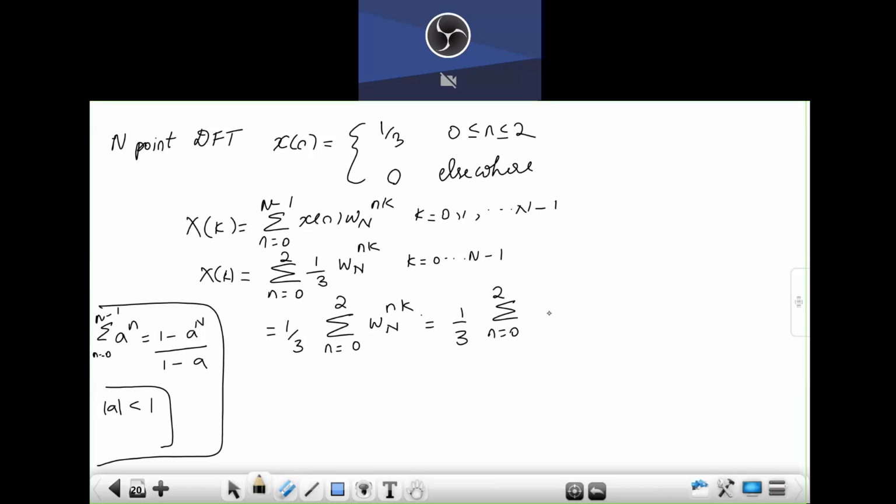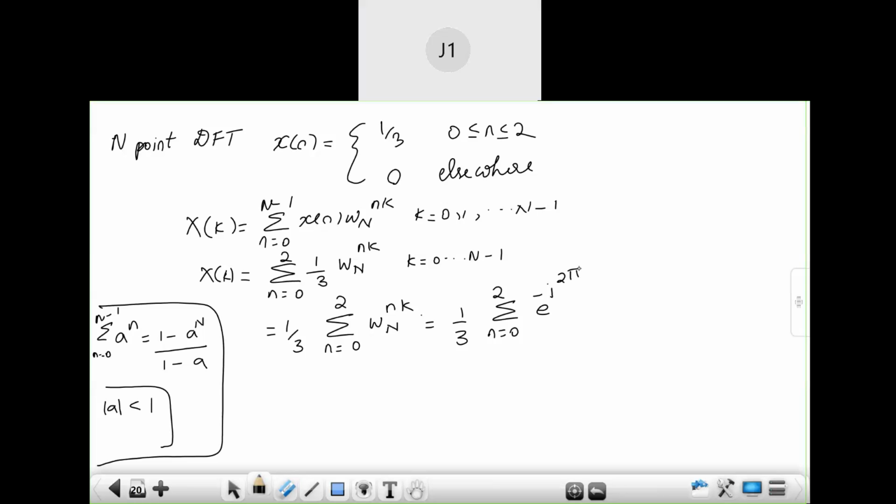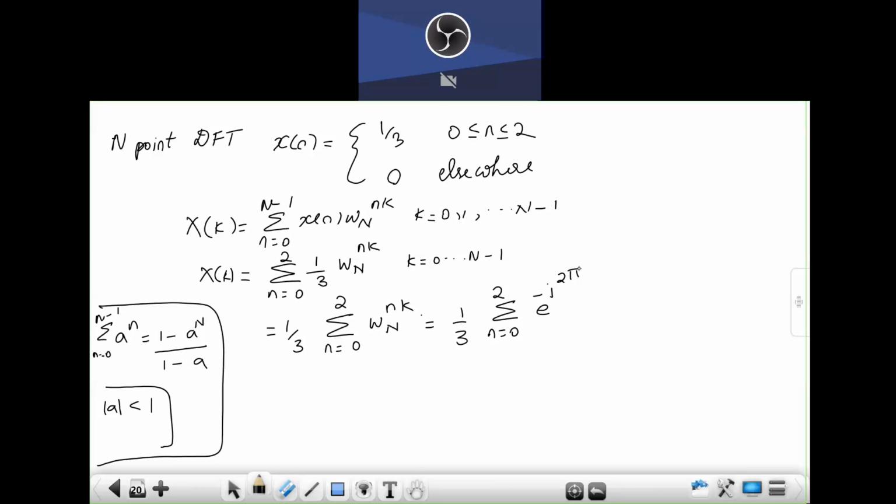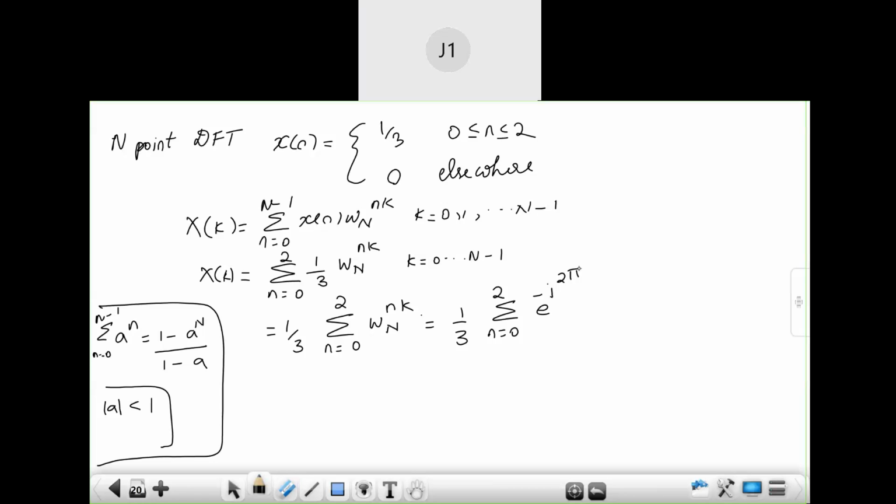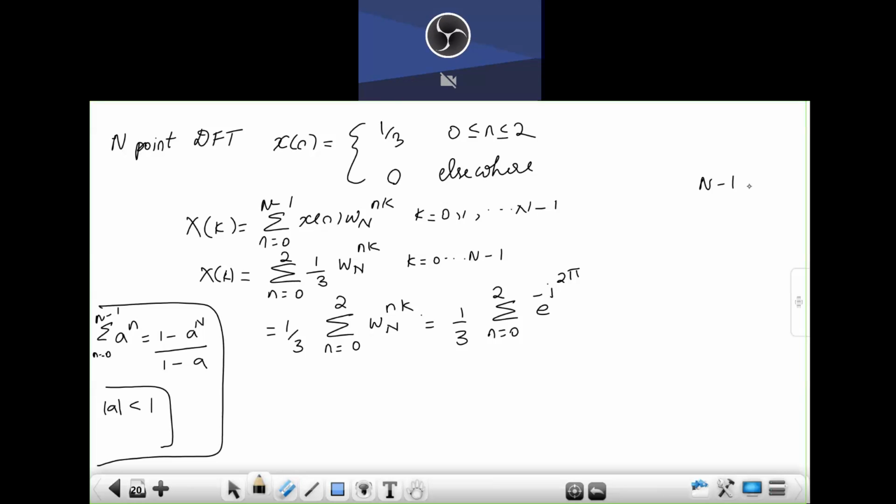Ma'am, for this formula, we got summation of n equal to 0 to N minus 1, no ma'am? For this sum, n equal to 0 to 2, can't we equate N minus 1 is equal to 2 and consider capital N as 3, ma'am? You can do that. No problem. What you're asking is absolutely right. Capital N minus 1 is equal to 2, you can substitute. So capital N will be equal to 3.